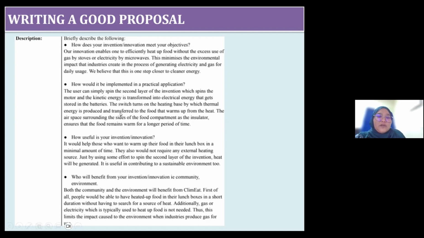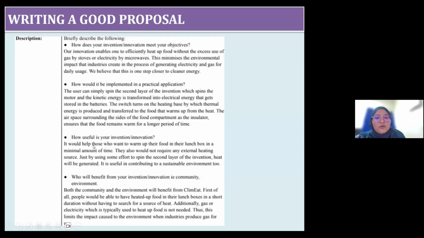Okay, so they already mentioned there is a switch to turn on the heating base. And then they also mentioned that kinetic energy becomes electrical energy, which becomes thermal energy, and with that the food warms up. Rather than only writing it out, you can also put in some diagrams if you want to make your description much clearer. Okay, so then, how useful is your invention or innovation?